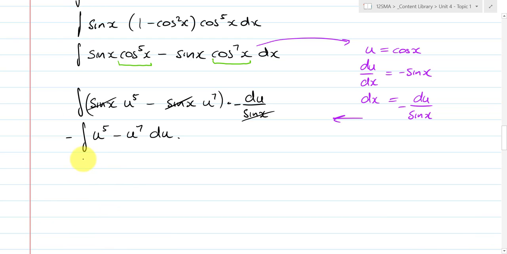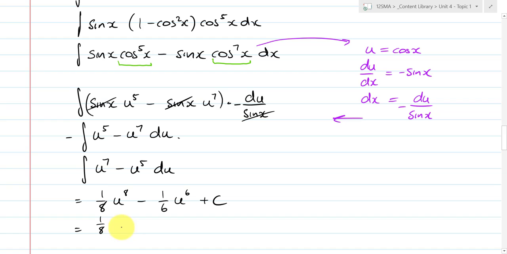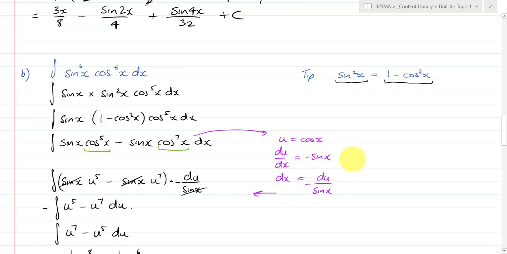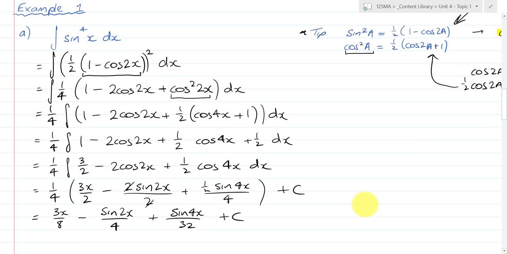And so I will do that expansion now, the integral of u to the power of 7 minus u to the power of 5 du, and that of course is equal to 1/8 u to the power of 8 minus 1/6 u to the power of 6 plus c, which is equal to 1/8, u is cos x, so cos to the power of 8x minus 1/6 cos to the power of 6x plus some constant c. So there we have a couple of examples of using trig substitutions and trig identities to simplify integration so that they become integratable functions. All the best.